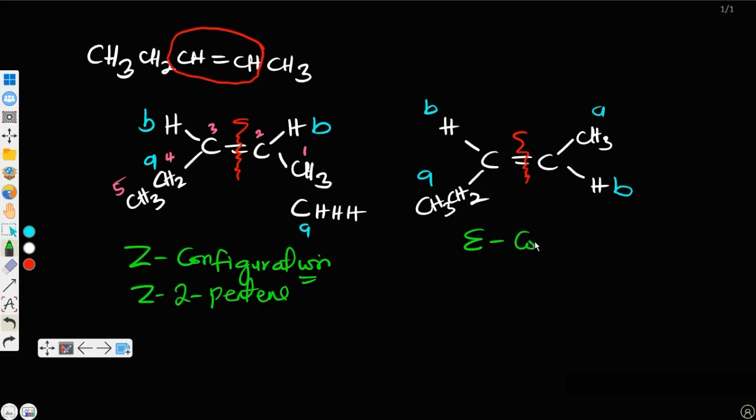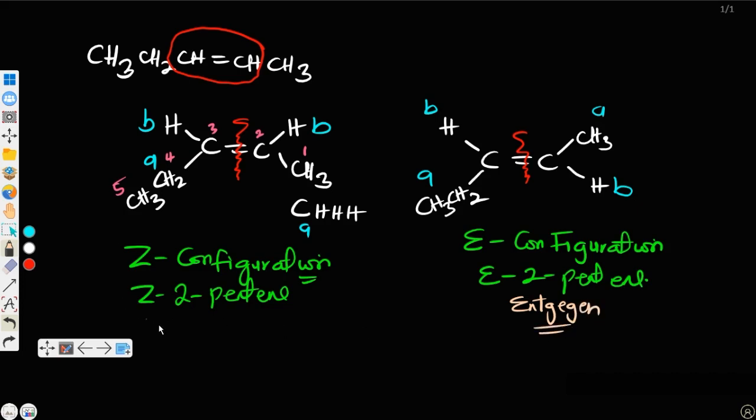So this is E configuration, or in short form, you can call it Entgegen, or you can say this is E-2-pentene, right? Or you can call it Entgegen. So that is basically how to name this compound. It's called Entgegen. This Z is called Zusammen. Alright, so that is that.